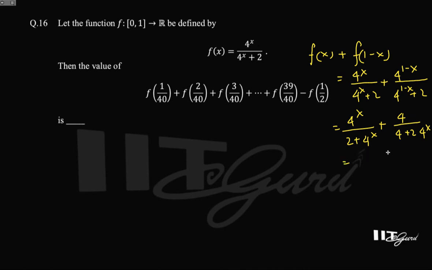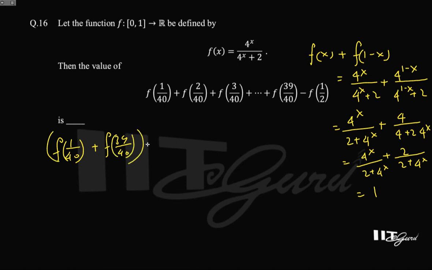Now if you take 2 common, that will be 2 upon 2 plus 4 to the power x, and here also 4 to the power x upon 2 plus 4 to the power x, and in this way you will get 1. So finally f(x) plus f(1 minus x) is equal to 1, and you just club the first term and last term, the second and second last term, like this. So f of 1 by 40 clubbed with f of 39 by 40 is one pair, and another pair is f of 2 by 40 plus f of 38 by 40, and so on.